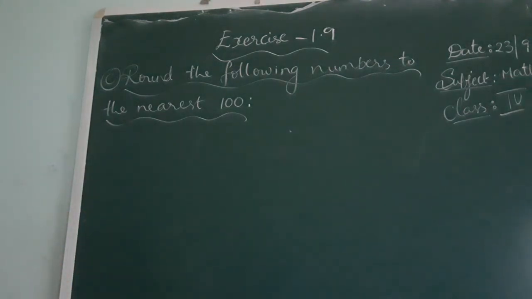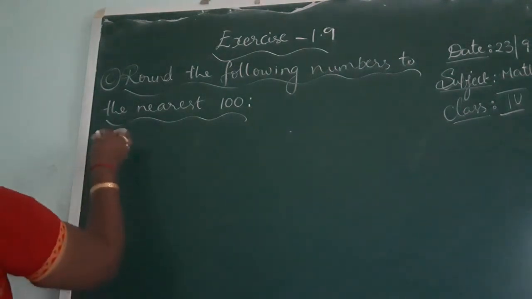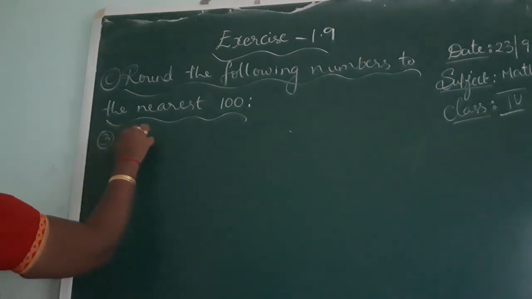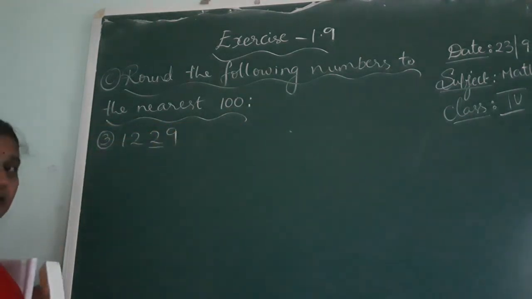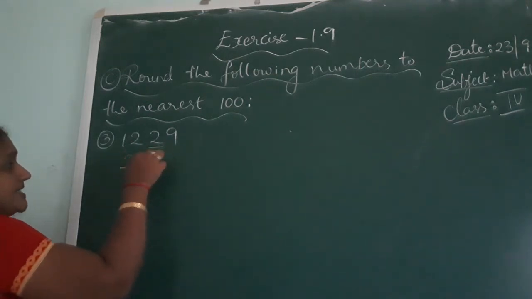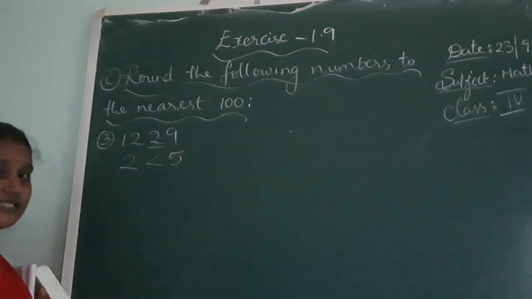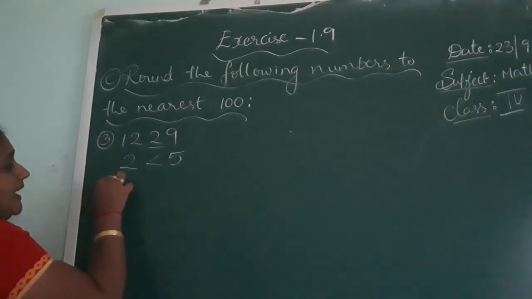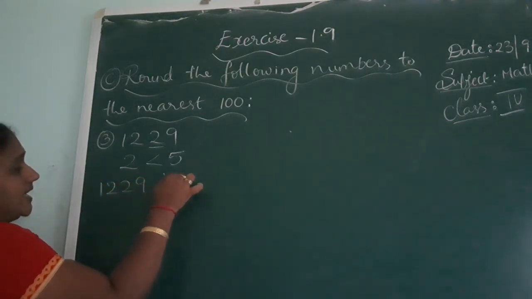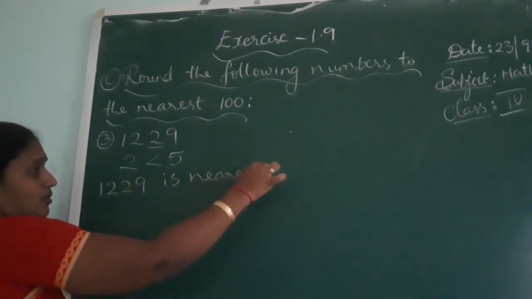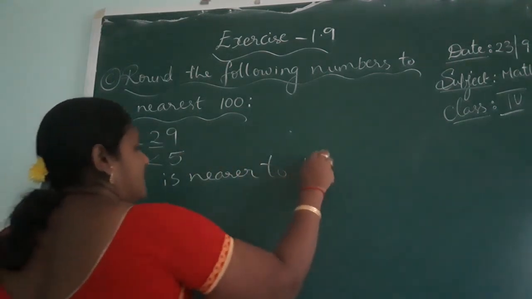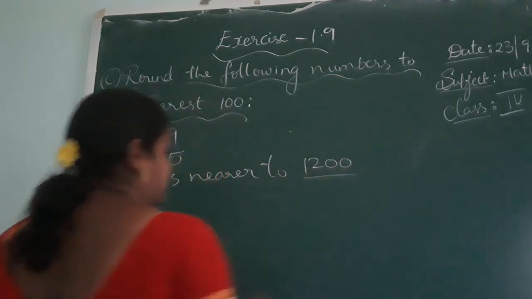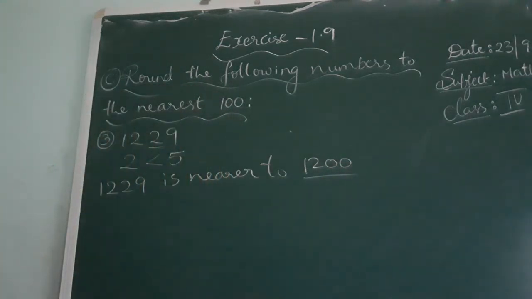Third one, 1229. Choose the number in tens place. What is the number? 2. 2 is lesser than 5. So 1229 is nearer to the lesser number. So before 100, what comes? 1229, before it what 100 will come? 1200s.